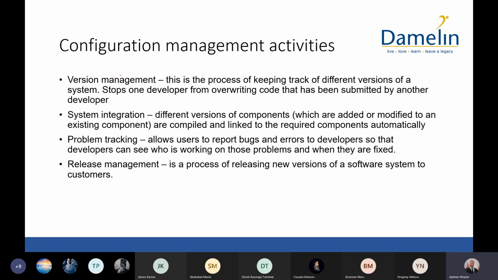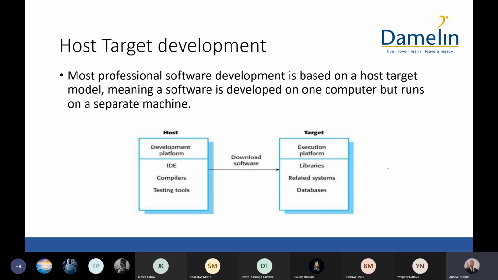Builds are on our computers as developers, and we created different versions based on customer expectations or requirements changes. But release management, we're managing releases that have been given to our customers. So now this system has been put into the production environment already, okay? When you take a version and you release it to your customers to use, we then refer to it as a release. So configuration management, one of the activities is release management, a process of releasing new versions of software systems to our customers.